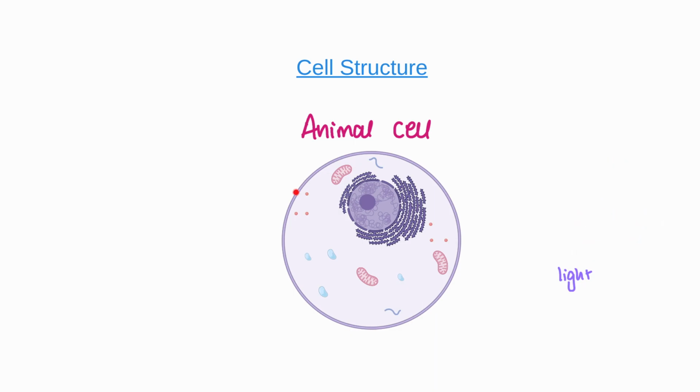Now let's start from the outside, going into an animal cell. So the outermost covering of an animal cell is a very thin layer of membrane that's made up of lipids or fats and proteins. This is called the cell membrane. Now, the function of the cell membrane is that it controls what goes into the cell and what goes out of the cell. There are certain molecules that are small enough to squeeze through the cell membrane, and there are certain molecules that cannot go through, like large proteins.